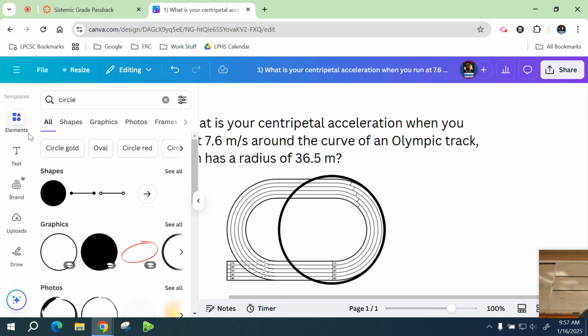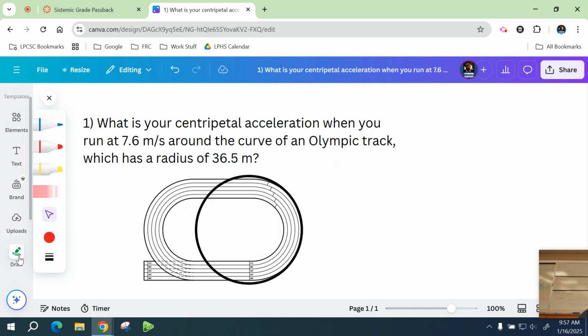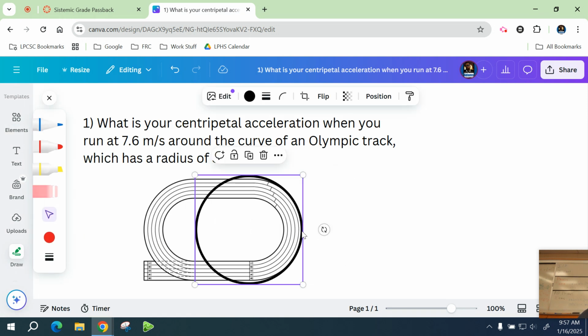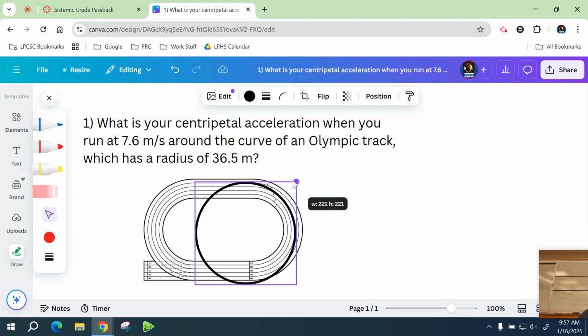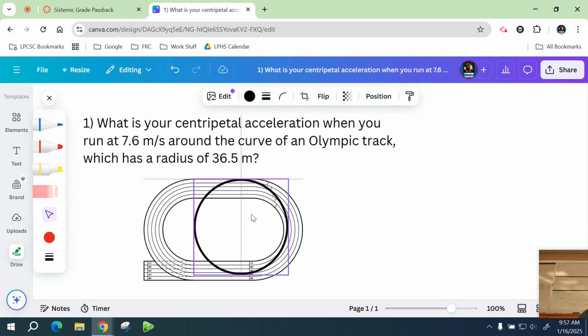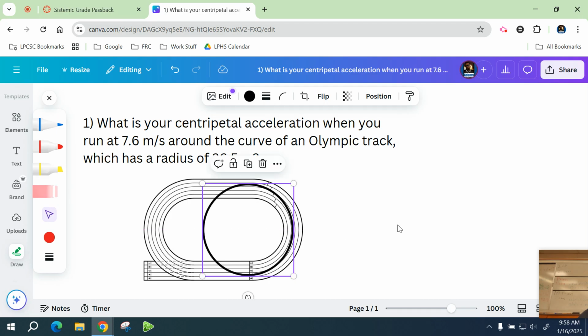Now, it doesn't matter if it's the inner circle or outer circle. It doesn't matter which lane you're in. They're talking about the radius with regards to the path that this person travels. So I guess I could go like a specific lane, maybe. So I could do something like that. And it's just an approximation, okay?